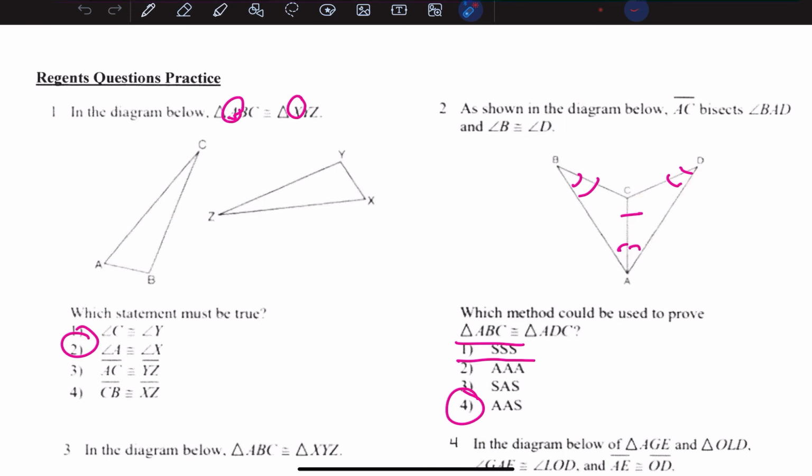But if you look, the side is not wedged between the two angles. So if I read it, it should be angle, angle, side.